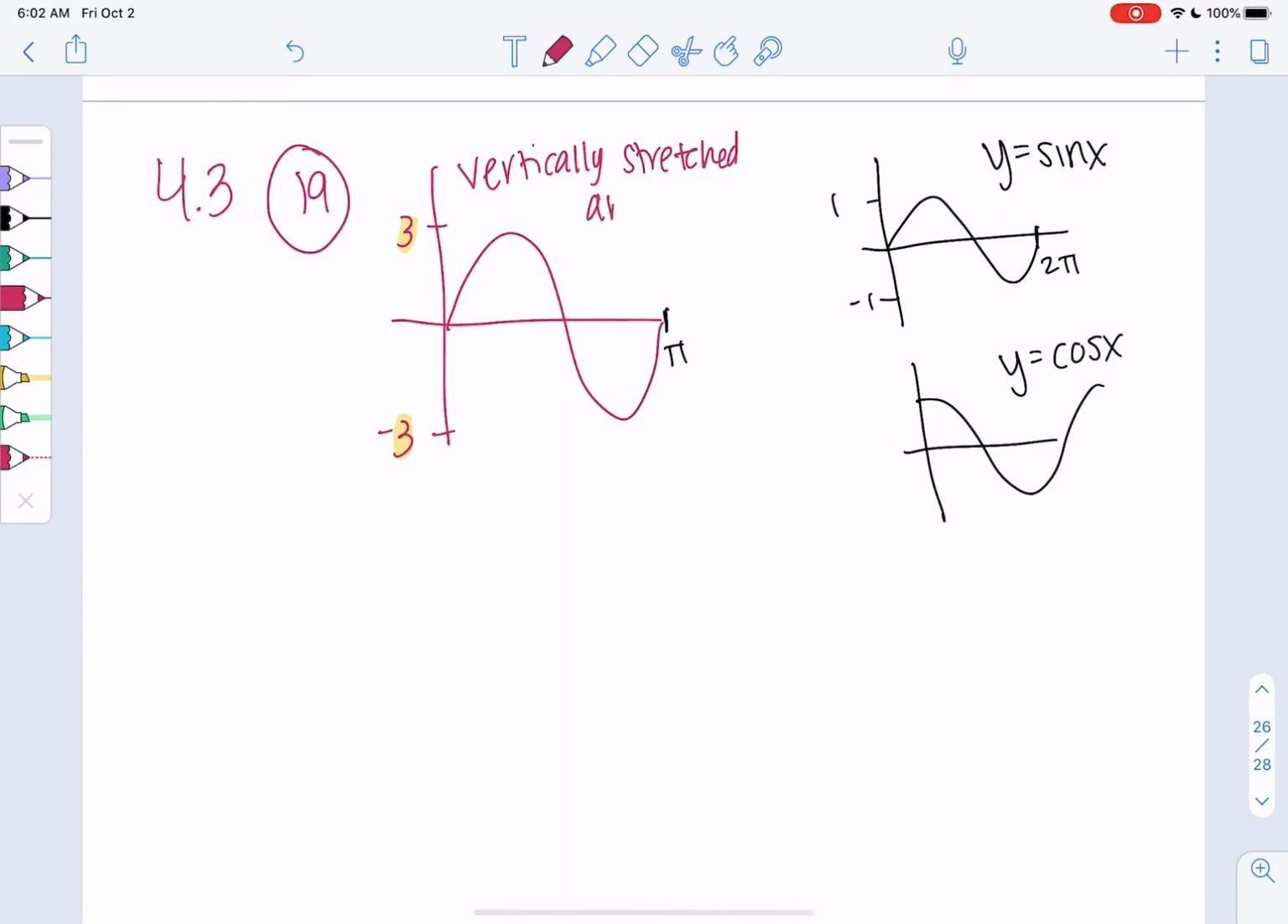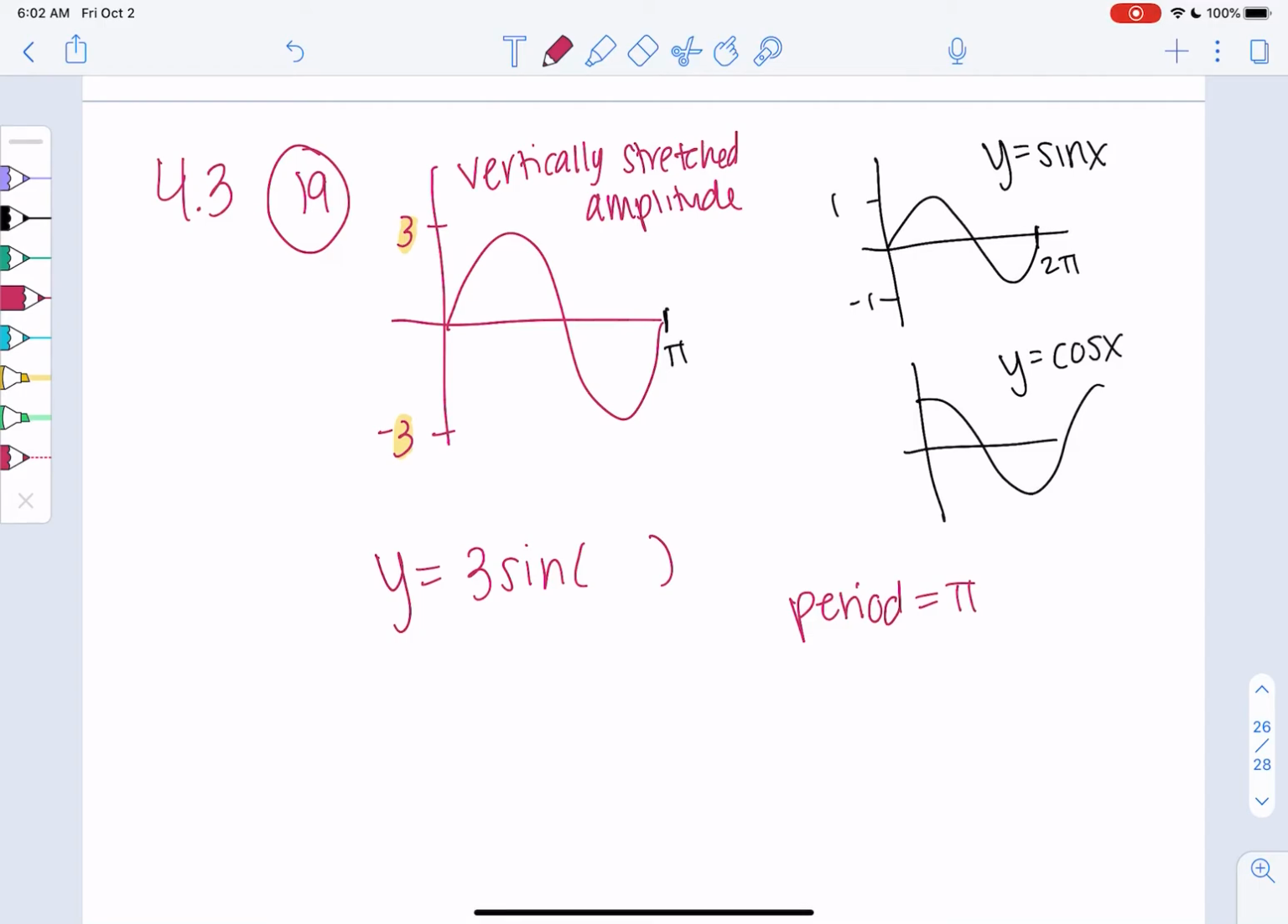It's called the amplitude for sine and cosine. So that tells me we're going to get y equals 3 sine of something. And then pi is telling me that it's growing twice as fast. So that has to do with the period. So the period is pi instead of 2 pi.